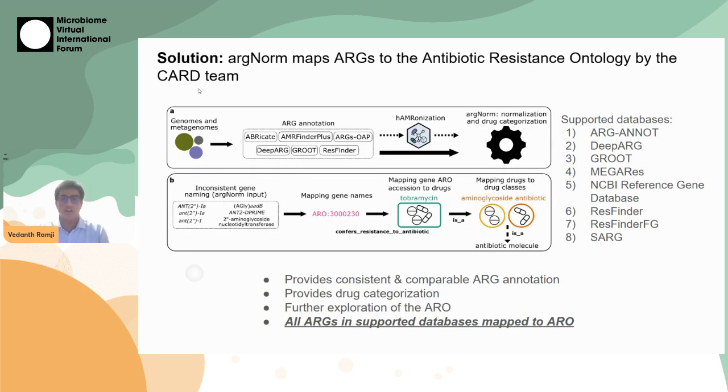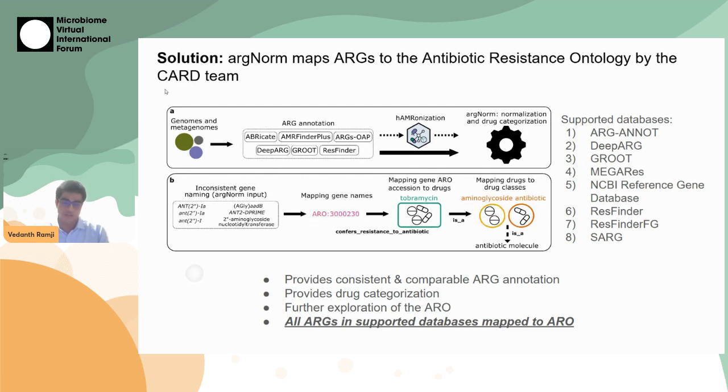The Antibiotic Resistance Ontology, or the ARO, is a controlled vocabulary of formalized relationships between antibiotic resistance genes and other resistance determinants. The ARO provides unique identifiers called ARO terms to specific antibiotic resistance genes. And by mapping antibiotic resistance genes to these ARO terms, argNorm provides consistent and comparable ARG annotation. argNorm supports all antibiotic resistance genes in the 8 databases that we support.